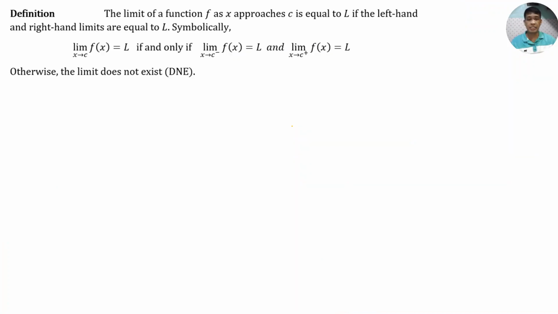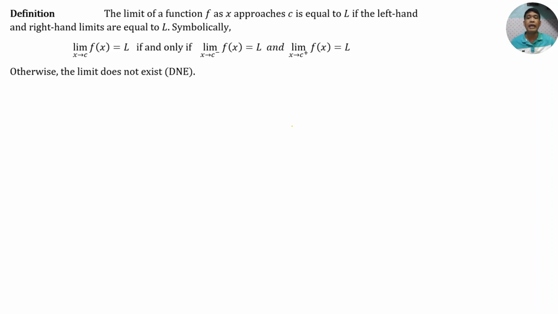Then, let's have another definition here. The limit of a function f as x approaches c is equal to L if the left-hand limit and the right-hand limit are equal to L. Meaning to say, kapag same yung value coming from the left and coming from the right, dun lang natin masasabi na limit exists and that is equal to L itself. Otherwise, the limit does not exist. Meaning to say, kung magkaiba yung value na in-approach niya, hindi nag-e-exist ang limit niya.